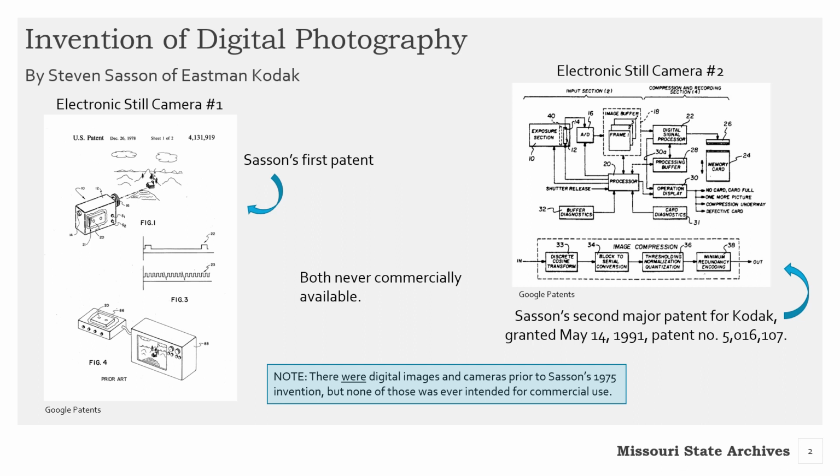Kodak's next major patent, also by Sasson and with Robert Hills, came in 1991 under the application title Electronic Still Camera Utilizing Image Compression and Digital Storage. Once again, Kodak opted not to produce the camera.